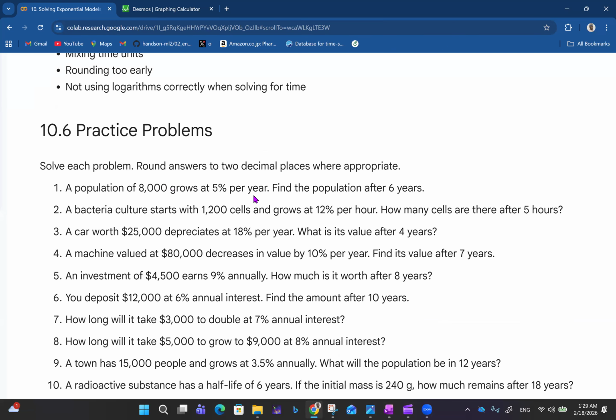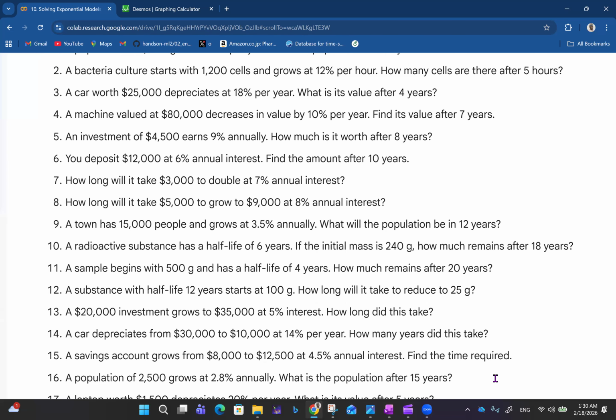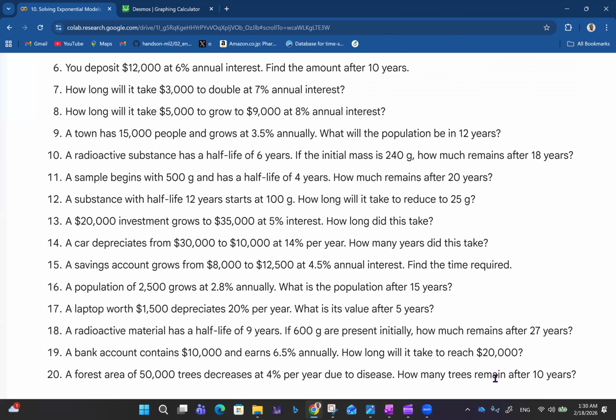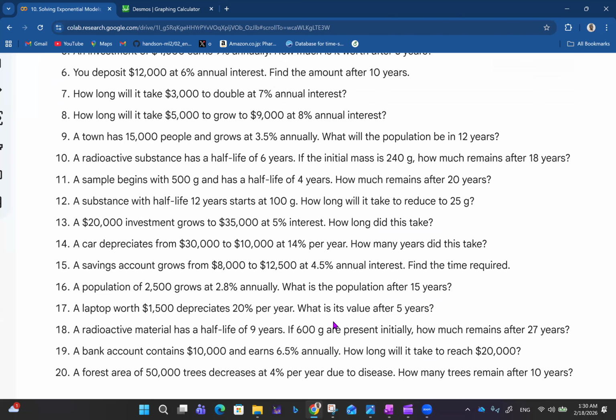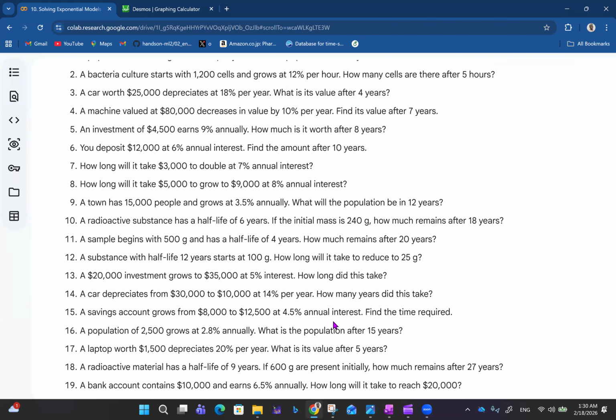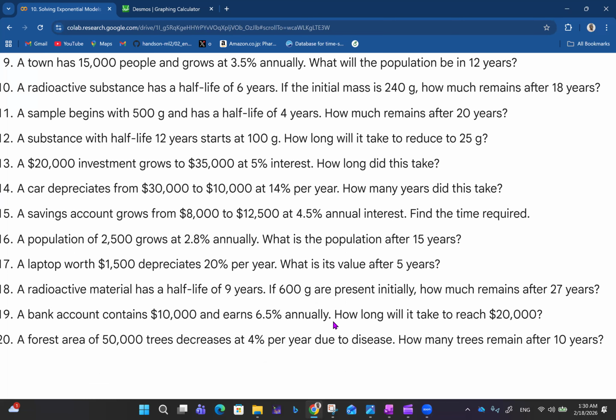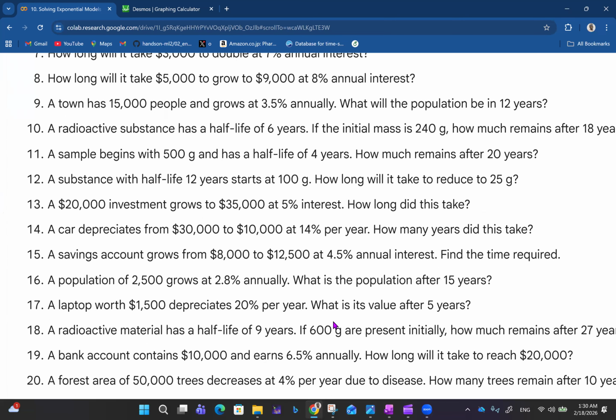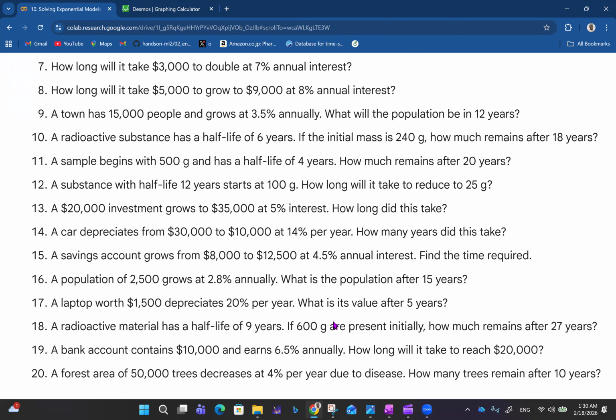A population of 8,000 grows at 5% per annum. Find the population after 6 years. Okay, these are looking like regular stuff we should be able to handle. So half-life 6 years, mass is this. Yeah, we can figure this out after 18 years. Okay, 11 to 20. Well, maybe all the 20 can even fit. I think it's better to show it in bits, even if it is not 11, like maybe 9 to 20. Okay, 7 to 20 is showing.